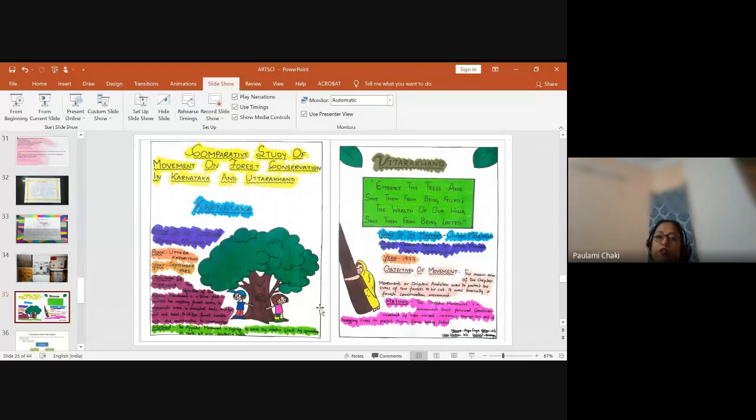So I asked them to do a comparative study of movements on forest conservation in Karnataka and Uttarakhand: the Appiko movement in Karnataka and the Chipko movement in Uttarakhand. And I asked them to depict it. They can use drawings, quotes, calligraphy, different colors. So see how nicely this particular project has come up.